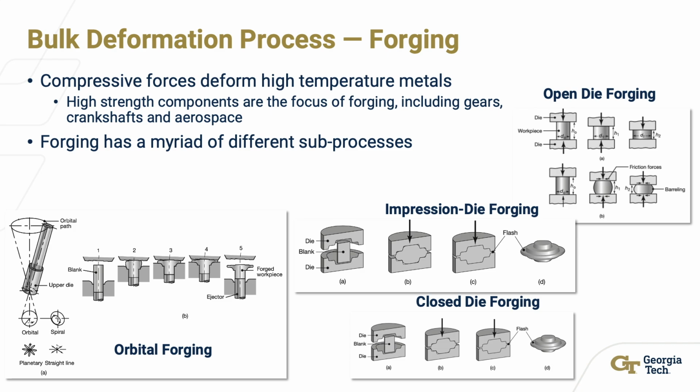Closed die forging creates no flash, with the workpiece entirely enclosed by the dies, making it ideal for producing complex shapes in high volumes with precise material control. A variation of closed die forging, called orbital forging or rotary forging, brings only part of the workpiece into contact with the die at a time, and is often used to form parts like gears, wheels, and bearing rings.